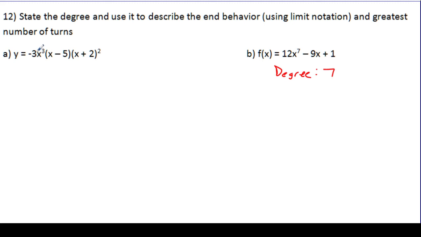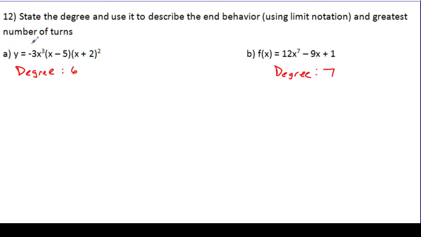Okay, so for letter A, I'm actually going to count how many zeros I have. How many factors do I have? So I'm going to say in this case, I have 3 x's coming from negative 3x cubed, so that's 3. An x minus 5, that's 4. And then another 2x plus 2's, that's 5 and 6. This is actually a degree 6 polynomial, okay, because it's in factored form. I needed to count those factors, counting all of the duplicates, and make sure that I represent it that way. So there are 2 different situations that we need to handle slightly differently.